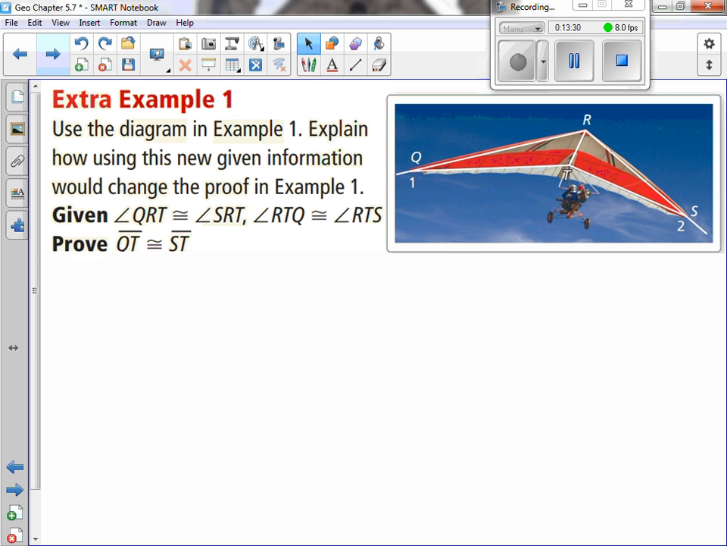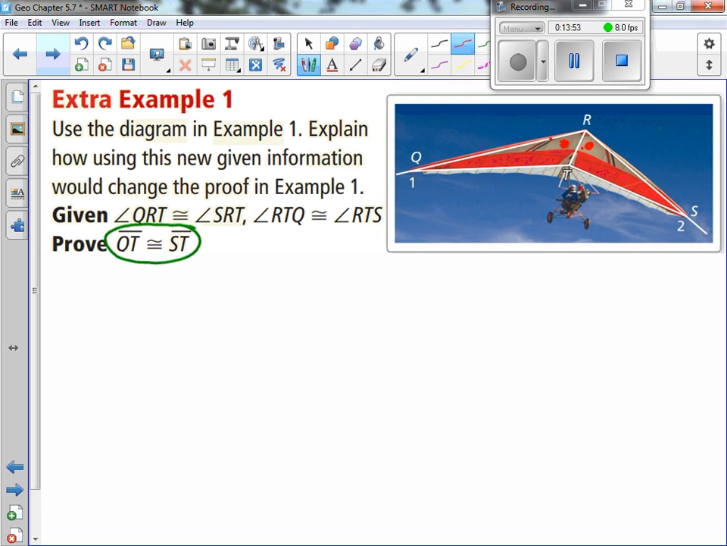Okay, let's look at this one here. So we want to prove, or be able to say, that these two sides are congruent. Now we're told that QRT, that helps if I can have a marker. We're told that this angle here is congruent to SRT, this angle here. We're also told that RTQ, going in this direction, this angle here, is congruent to RTS. Are we able to say that these two triangles are congruent? By?